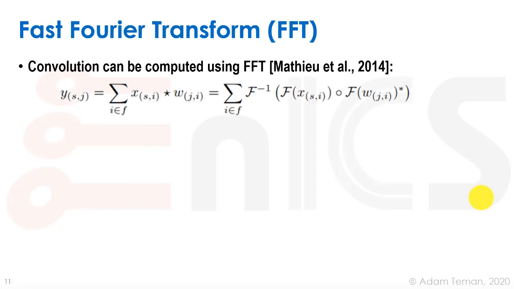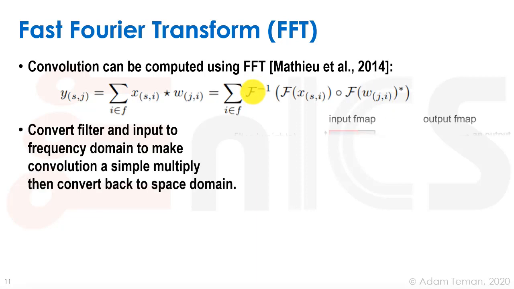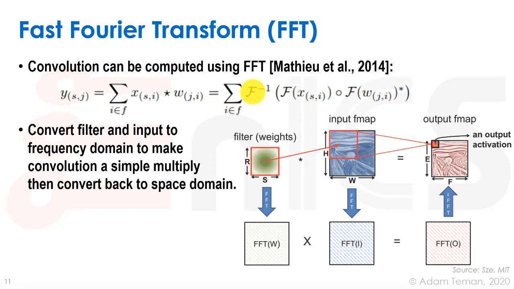Convolution can be computed using an FFT, and it's pretty simple. All we do is we take a convolution, which is the x convolved with the w here, the input convolved with the filters, and if we transform it with an FFT, we just have a simple multiplication, and then we can do the inverse FFT to bring it back into our original domain. So we convert the filter and input to the frequency domain, simply multiply, and then convert back to the space domain.